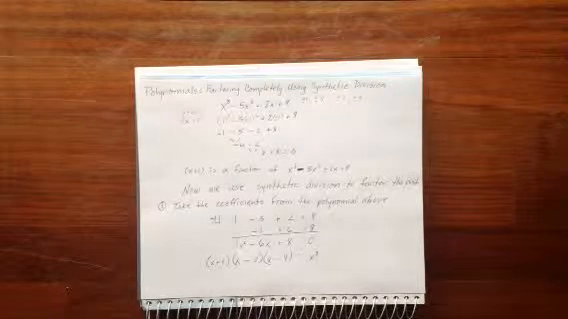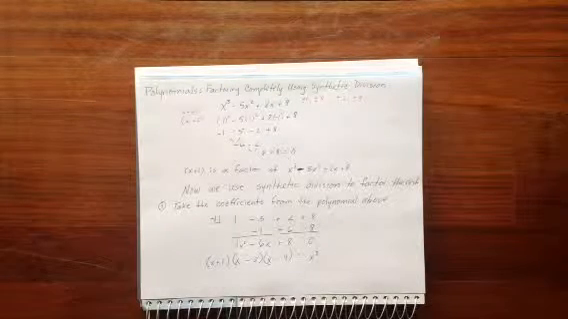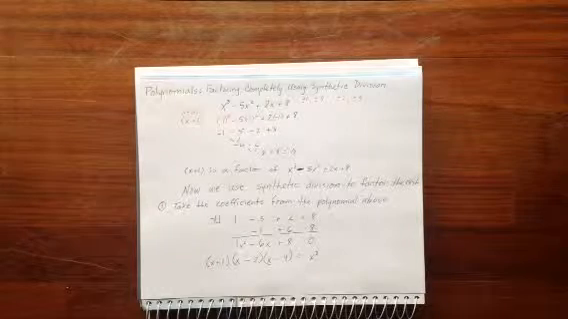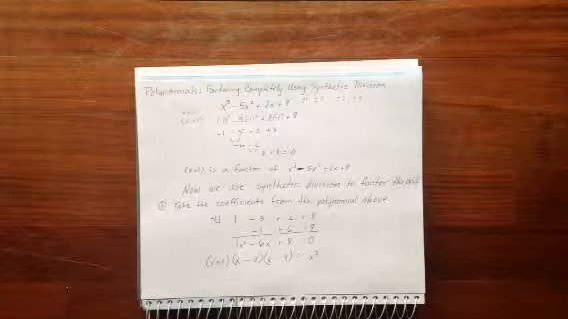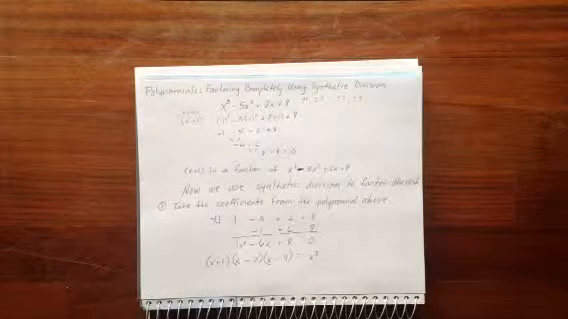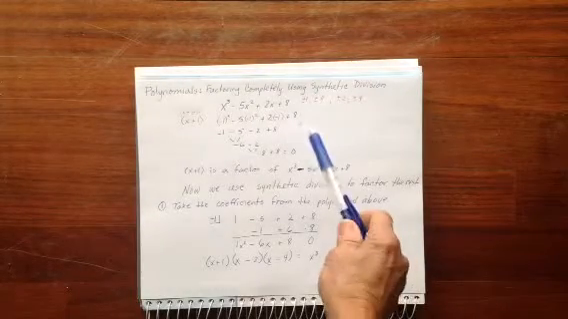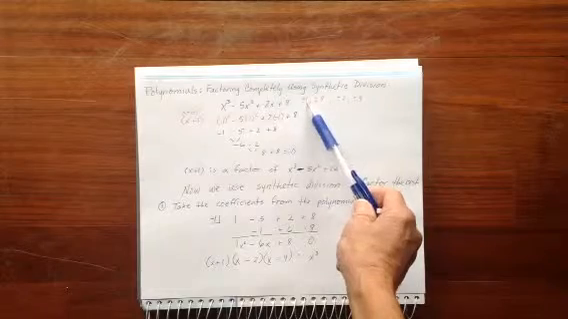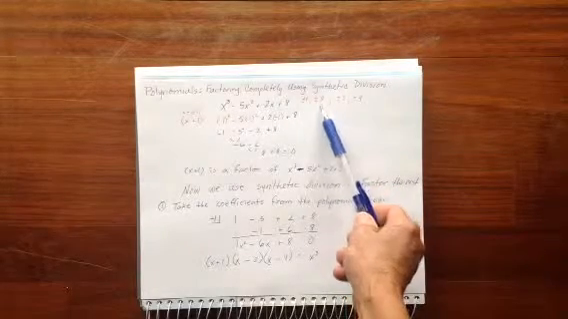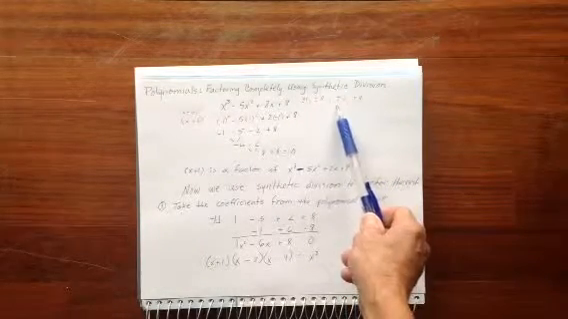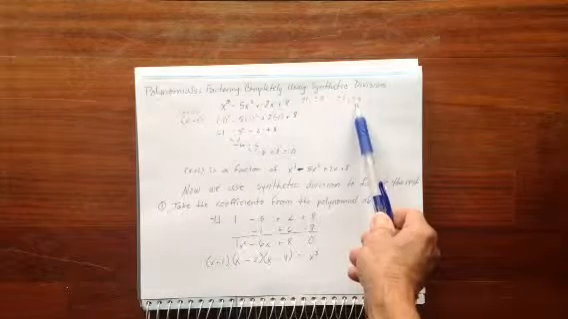Okay, now that we know how to find a factor of a polynomial, we're going to find out how we can factor it completely using synthetic division. So we'll start with using the remainder theorem. We're going to take some factors of 8, which are negative and positive 1, negative and positive 8, negative and positive 2, negative and positive 4.